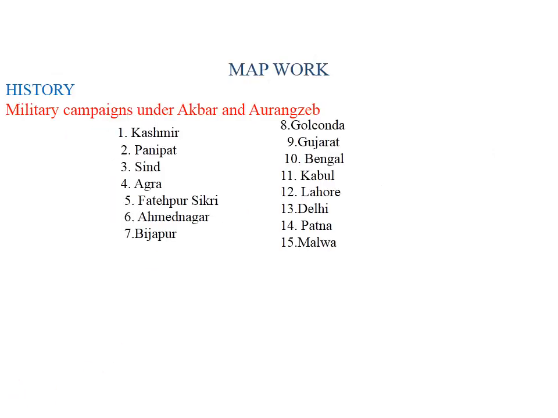Now we have the next section, that is of history. Now from history also the map will come for 3 marks, and here you have to show the areas which were conquered by Akbar and Aurangzeb during their military campaigns. So in totality we have 15 areas which you have to mark on the map of India.